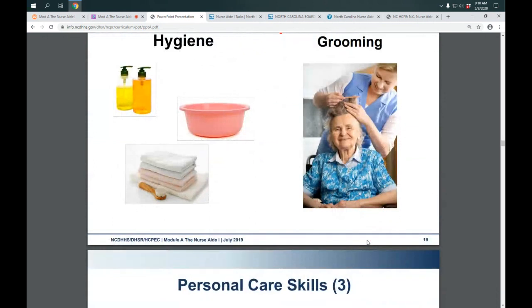Hygiene, this keeps the body clean and healthy. Can be anywhere from a complete bed bath to just helping them brush their teeth, and grooming, of course, just makes them feel better about themselves, and dignity, and helping them with the nails. Oh my gosh, doing fingernail care is a wonderful time just for communication and just to hear them. Just listen. Just listen.